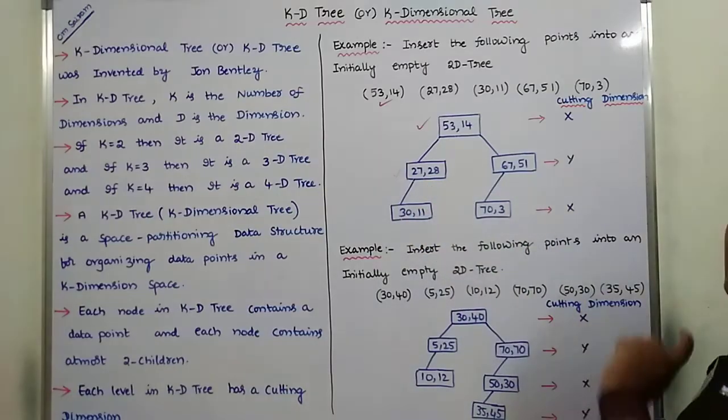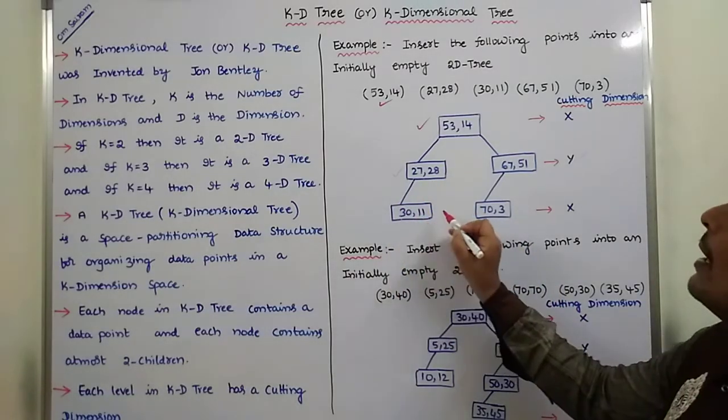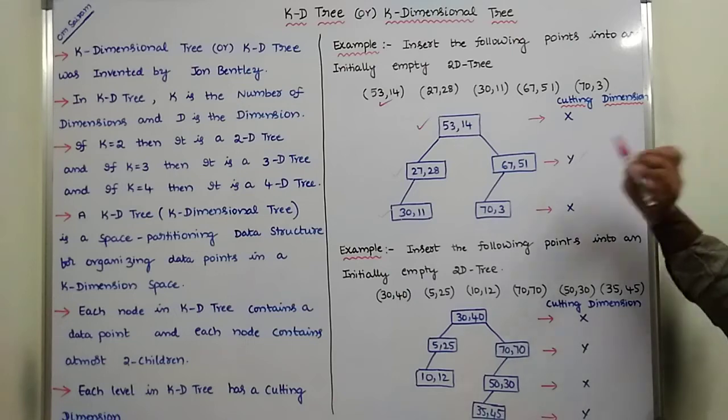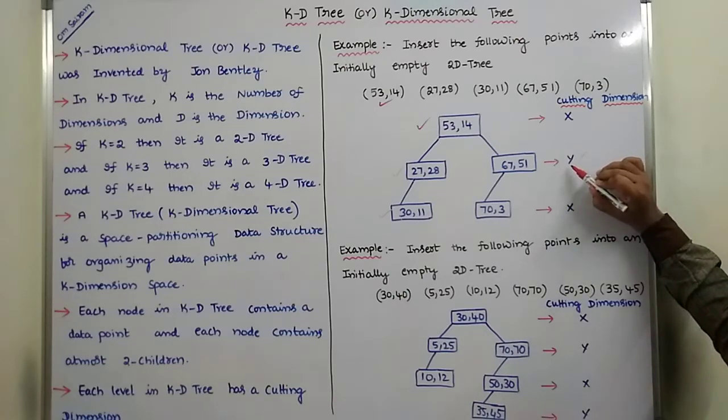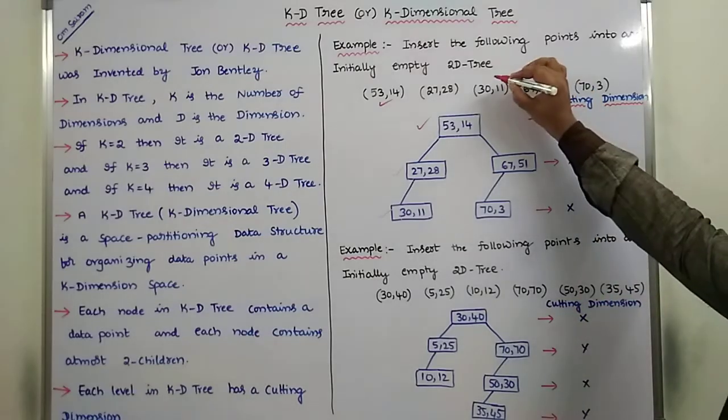In the left subtree there is another node, 27, 28. Here, in this level, we are considering the y dimension. The y coordinate value here is 28, and in this one the y coordinate value is 11. So 28 is compared with 11. 11 is less than 28, so go to the left. Here we create a node and insert the data point. Now 30 comma 11 is the left child of 27 comma 28. Whichever cutting dimension we select, only that corresponding coordinate is compared with the inserting value's coordinate. Now it is completed.